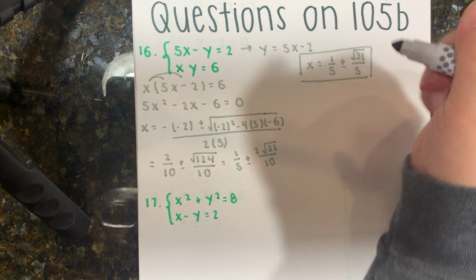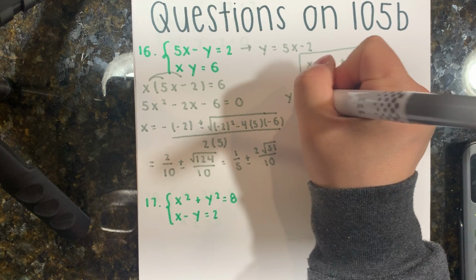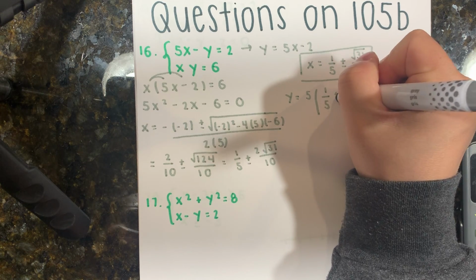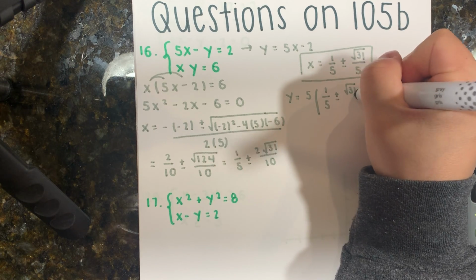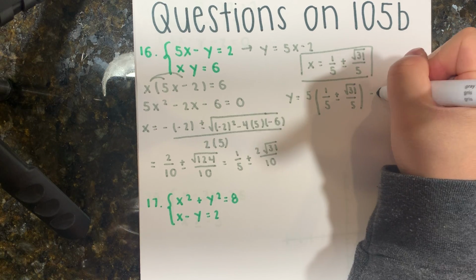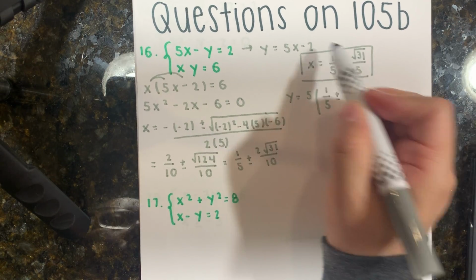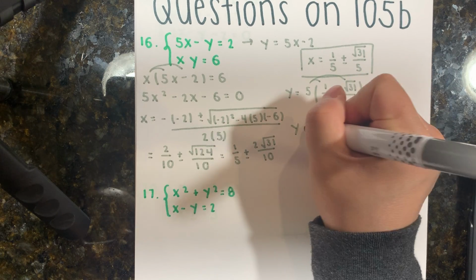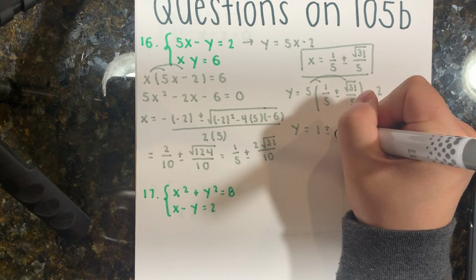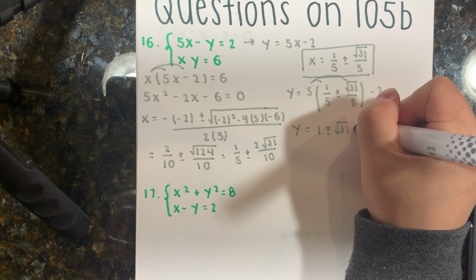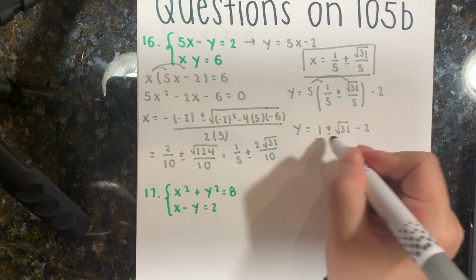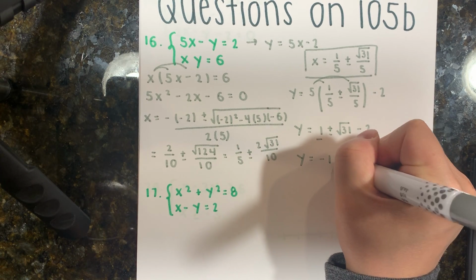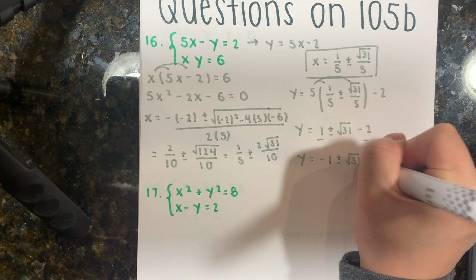Now I have to go through and solve for y. So y is going to be equal to 5 times this parentheses minus 2. So I replace the x with this and then minus 2. I'm going to distribute the 5. So I would get 1 plus or minus root 31 minus 2. So I can combine the 1 and the negative 2, and that would give me negative 1 plus or minus the square root of 31.